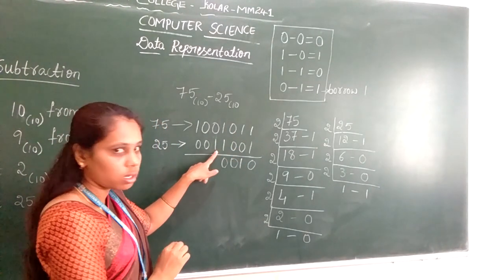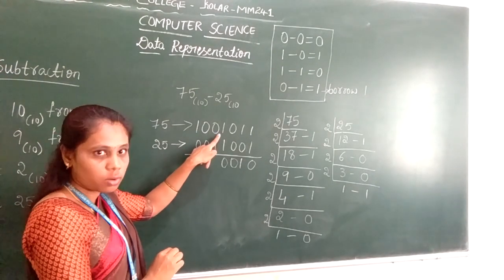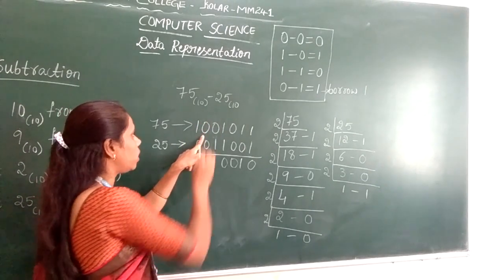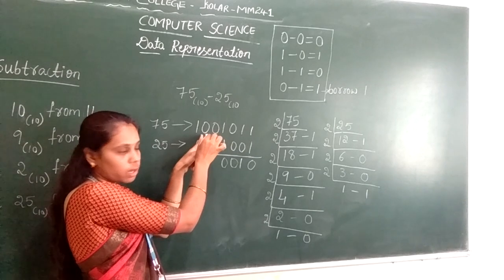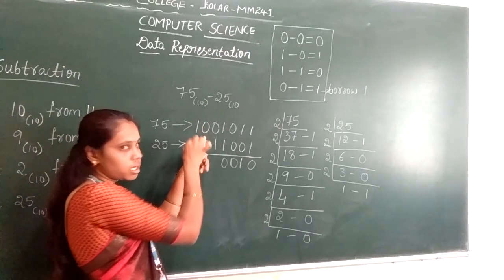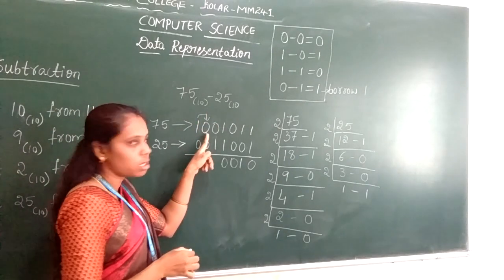Here we have 1. 0 minus 1. 1 cannot be subtracted from 0. Then we need to borrow 1 from the next higher order bit. Here also we have 0, so we cannot take this. From here we cannot borrow. Next see the higher position. So from here you can borrow 1 to this position.